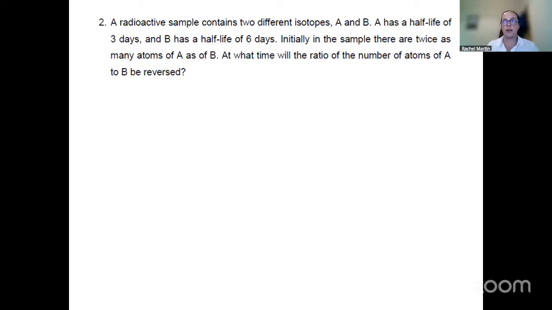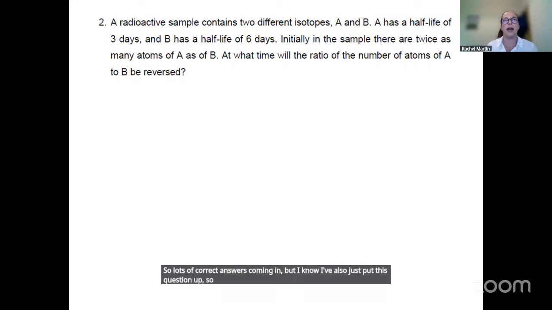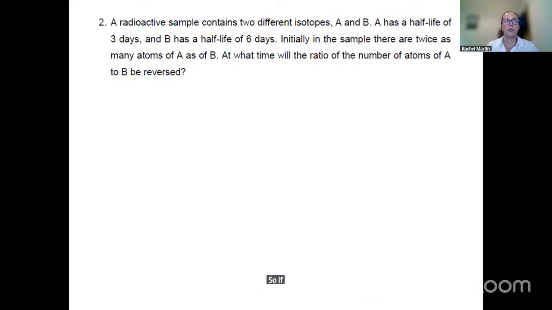So lots of correct answers coming in, but I know I've also just put this question up. So some of you are looking at the booklet. So if you're just looking at this question, no problem, just break it down. Where are you going to start?